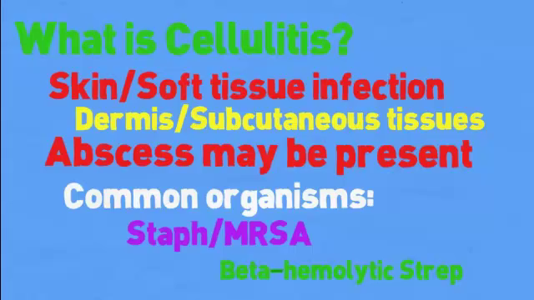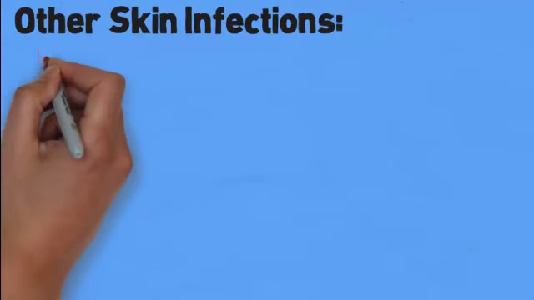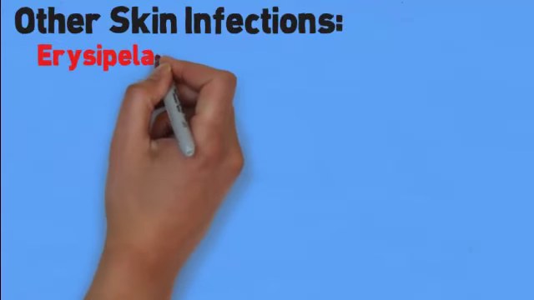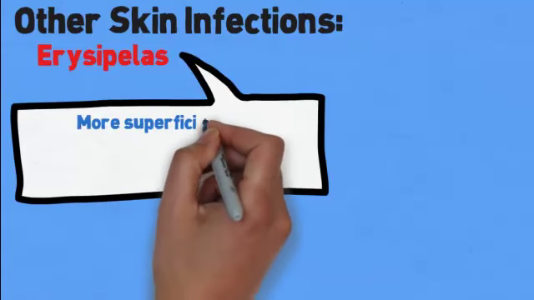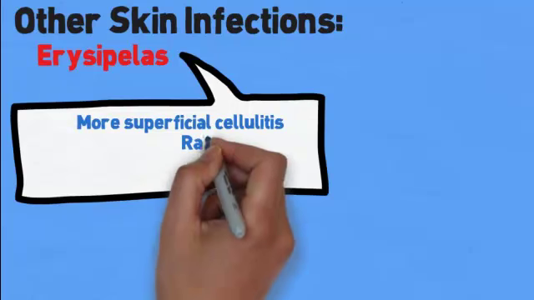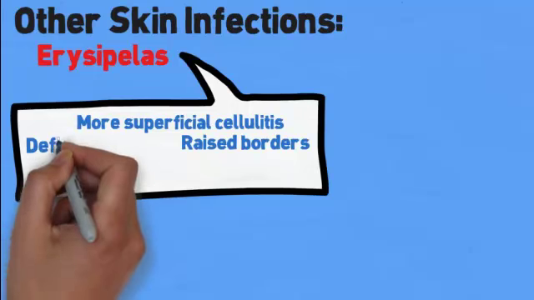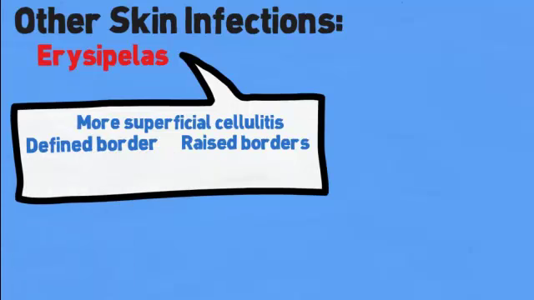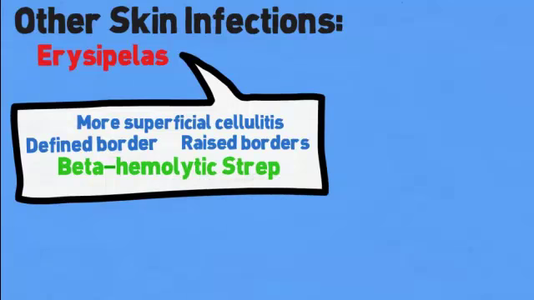Now, besides cellulitis, there are other skin infections that can appear similar to cellulitis. One that we will talk about is called Erysipelas. Erysipelas is a superficial cellulitis that has a defined raised border, which is key. Erysipelas is caused by the bacteria beta-hemolytic streptococcus. The reason it's important to differentiate erysipelas from cellulitis is that the antibiotics used are slightly different because in erysipelas, we're really trying to target beta-hemolytic streptococcus.